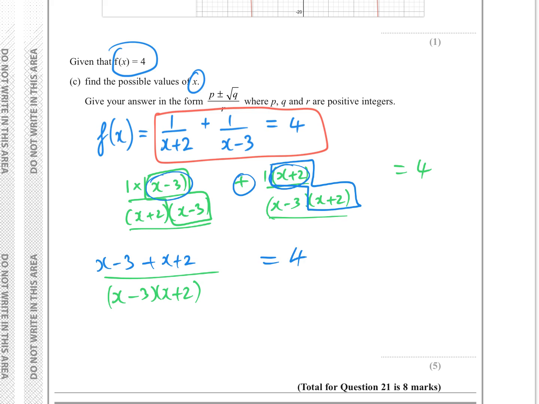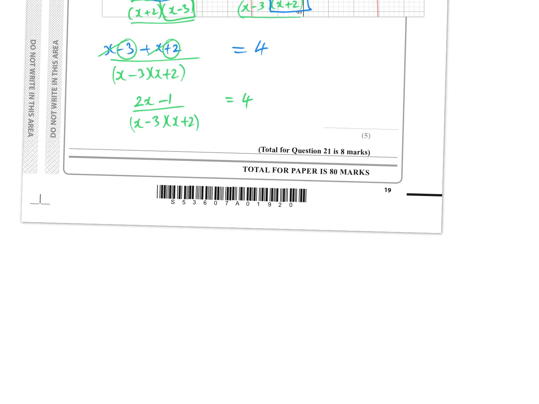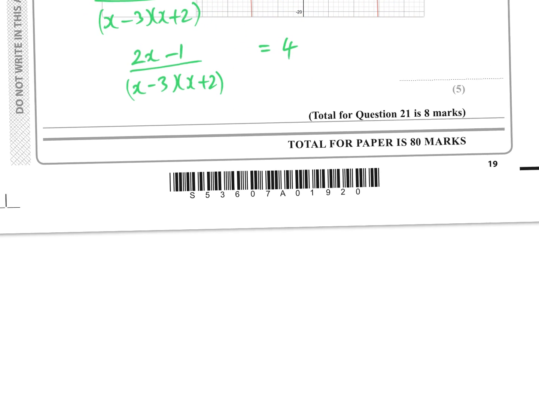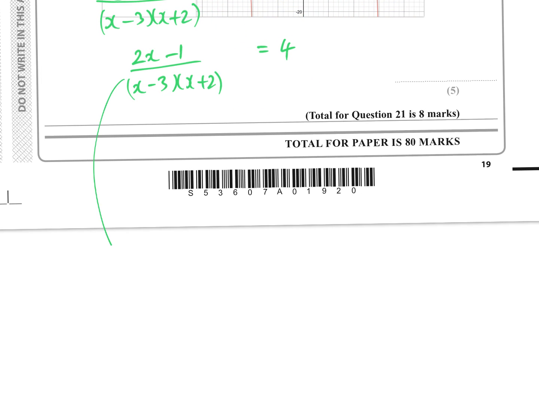So on the numerator, I now have 2x minus 3 add 2 is minus 1. And then underneath, I'm going to have x minus 3 times x plus 2 equal 4. What I'm going to do now, I'm going to create a lot more space for us to have a look at. I'm going to times both sides by the denominator, so I'll end up with 2x minus 1 is equal to 4 lots of x minus 3 times x plus 2.